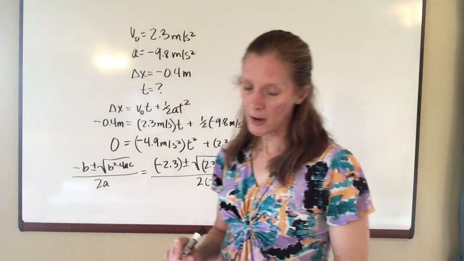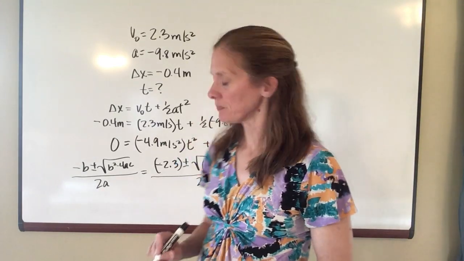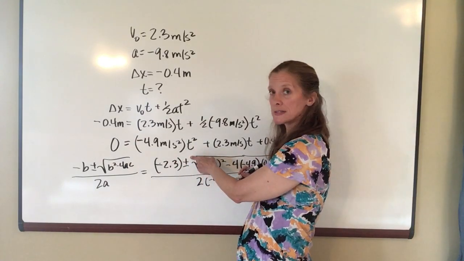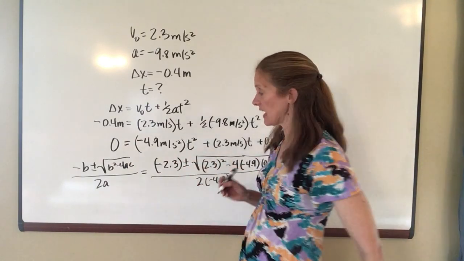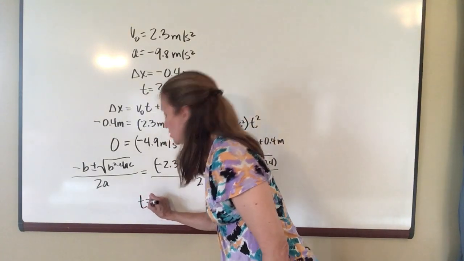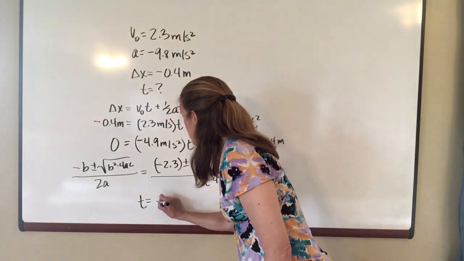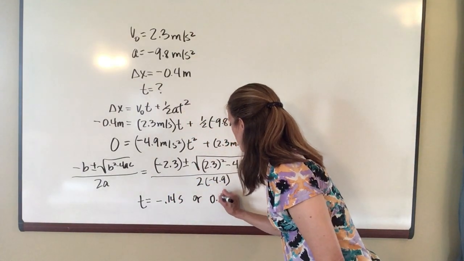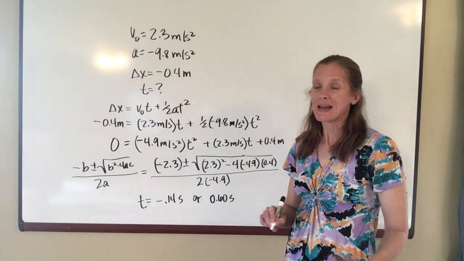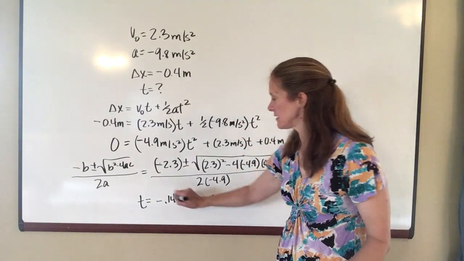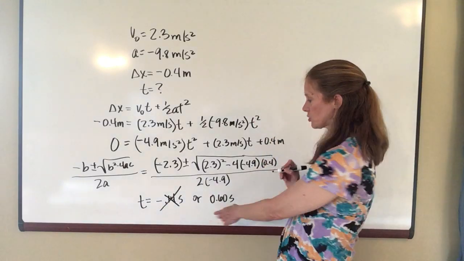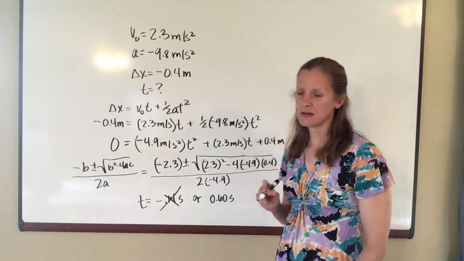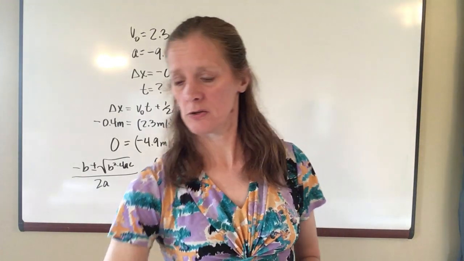Okay, so when you plug that into your calculator, you will come up with 2 answers, because remember, one time you do it you're going to use the plus sign, the other time you're going to use the negative sign. So t is going to either be equal to negative 0.14 seconds, or it's going to be equal to 0.60 seconds. Again, because a negative time doesn't make any sense, this answer doesn't make any sense, so my time is going to be 0.6 seconds.